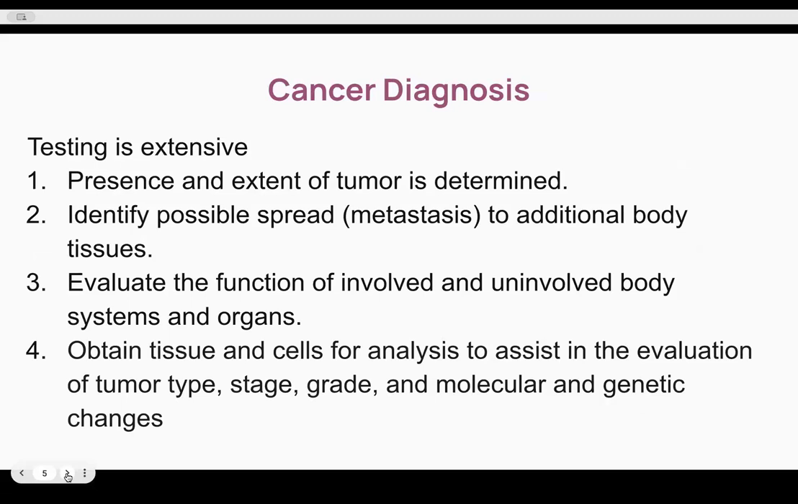The presence and the extent of the tumor is determined. Then we identify possible spread, also known as metastasis, to additional body tissues. We evaluate the function of involved and uninvolved body parts, systems, and organs. And we obtain tissue and cells for analysis to assist in the evaluation. That's usually via biopsy, and that gives us an idea of the tumor type, the stage, the grade, and the molecular and genetic changes that are occurring.